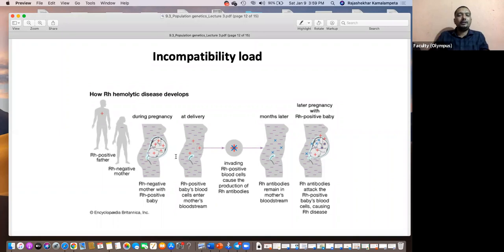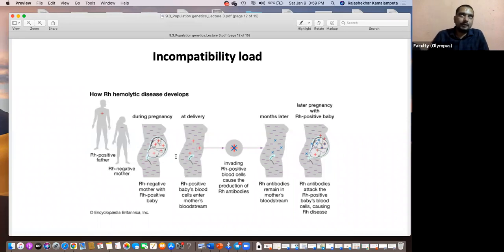But for now, our focus is this. How can this become a load? Okay, so let's focus on what we have been discussing. How can Rh factor become a problem or incompatibility load? Okay. So think about it.